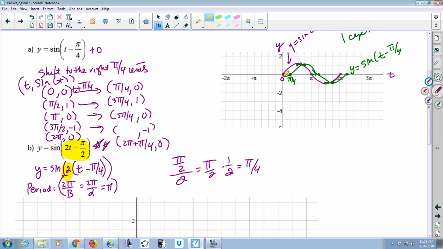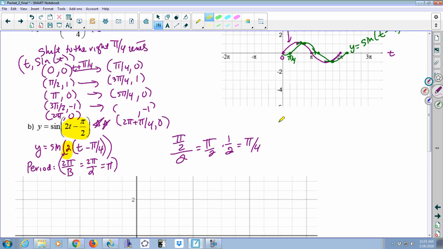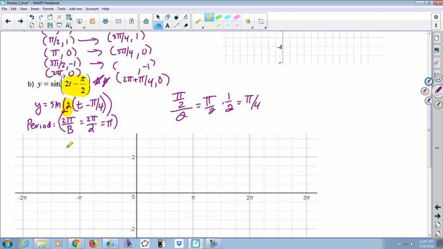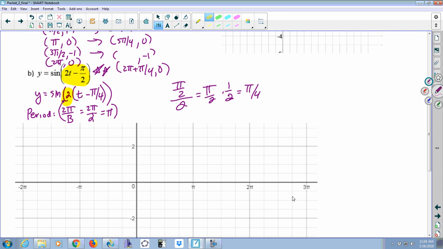So this is going to look a lot like this one, except it's going to happen twice as fast. It's going to be compressed. And that was always the part that screwed us up in 107, because we keep seeing that too and we wanted to stretch it, but it's going to happen twice as fast. It's going to happen in half the time or half the length of this axis.